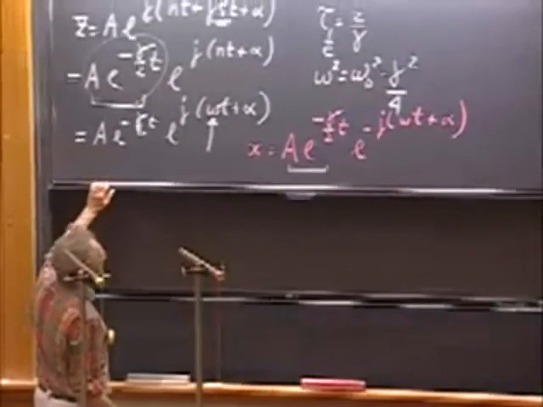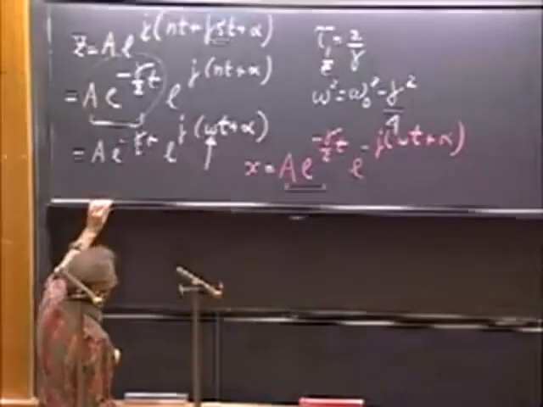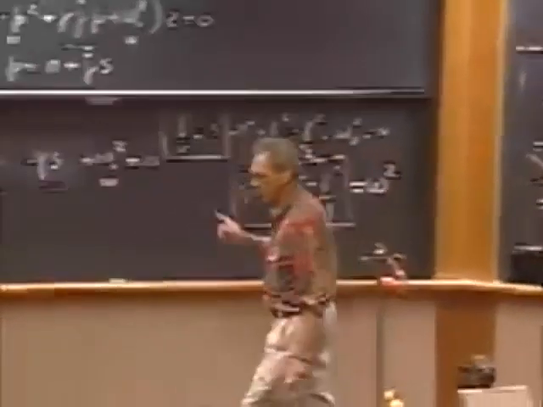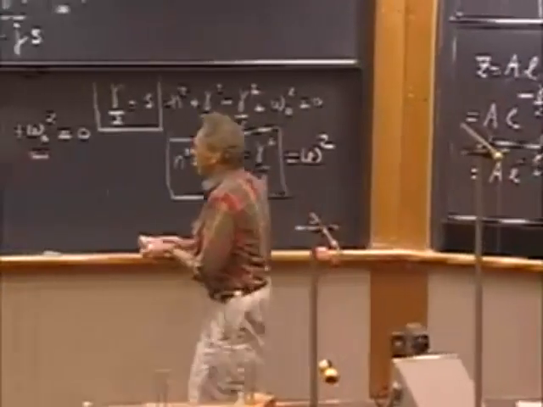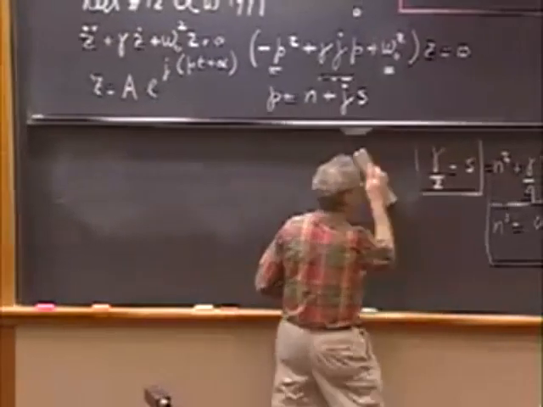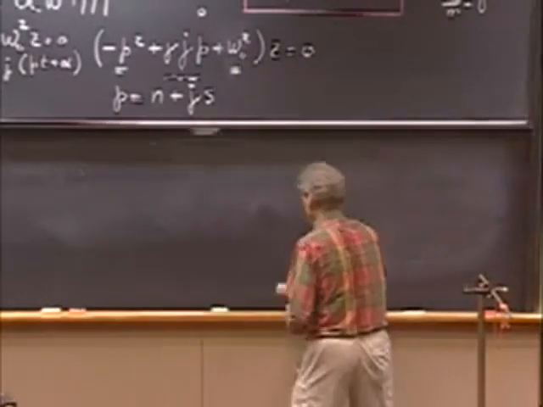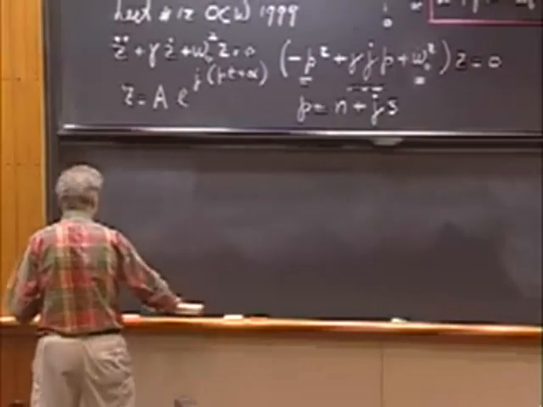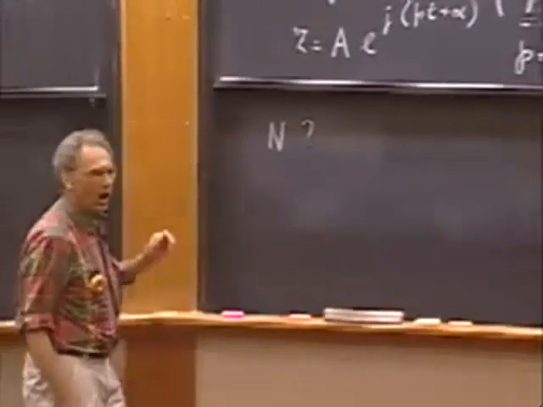We can look at the decay in a different way. We cannot do that here. I will do that here on the center board because we don't need that anymore. Instead of saying I have to wait 2 over gamma seconds for the amplitude to go down by a factor of e, I can ask myself, how many oscillations do I have to wait for the amplitude to go down by a factor e? How many oscillations?